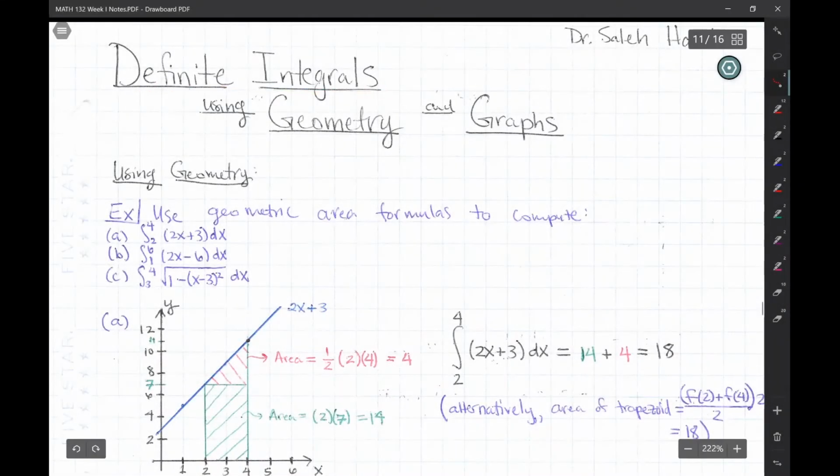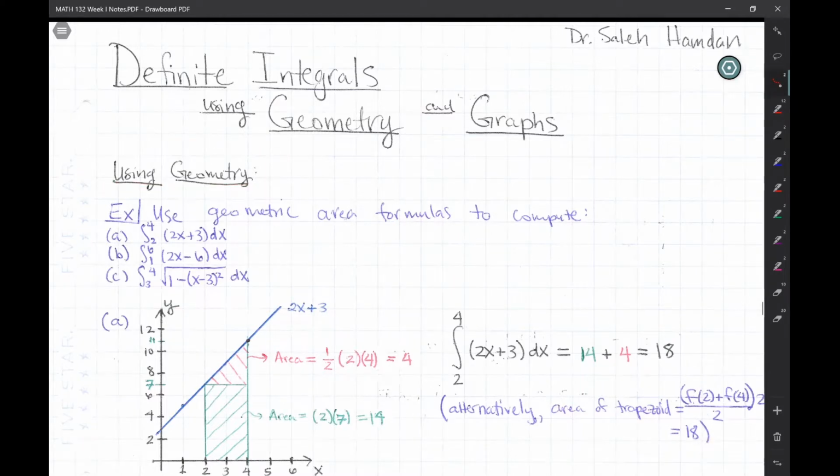So previously we've discussed definite integrals. We defined them as the limit of Riemann sums. And we saw how the definite integral gives us the net area of the region bounded between the graph of a function and the x-axis. Well, since it's the net area, perhaps we can use geometry to find the area.